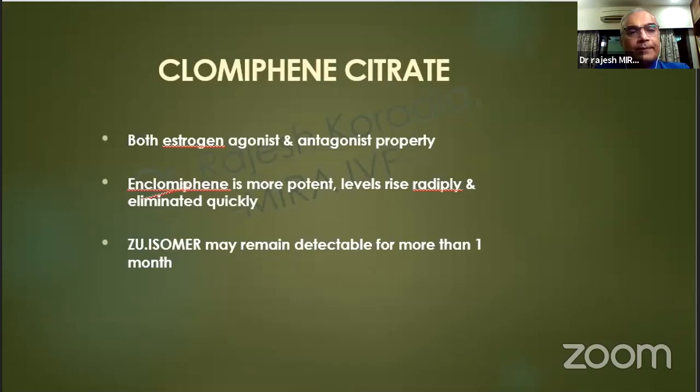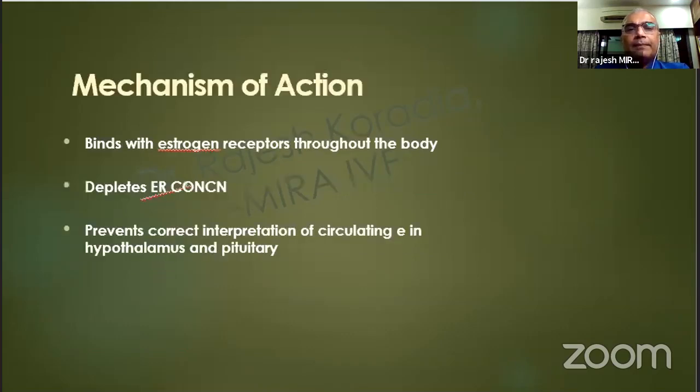What about clomiphene? Not to forget the age-old clomiphene, which is a marvelous molecule if you minus the endometrial side effect. It has both estrogen agonist and antagonist properties. N-clomiphene is more potent, levels rise rapidly and are eliminated quickly. The Z isomer may remain detectable for more than 1 month.